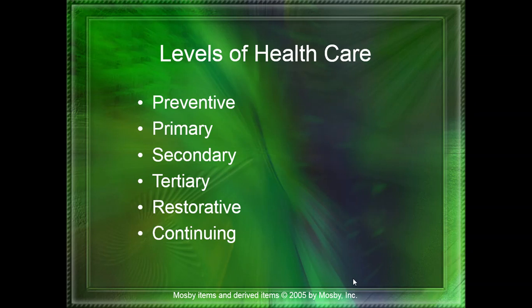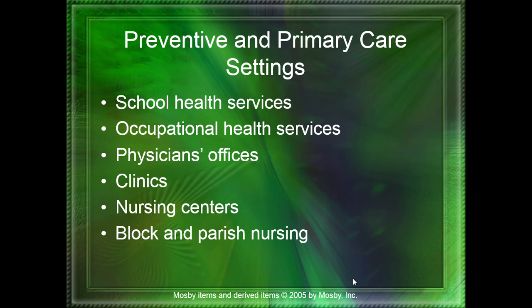Continuing care would be things like the nursing home, assisted livings, home health, or hospice. That would be continuing care. That would be care once the person goes home from that restorative care, or they move from like an LTAC to a nursing home for that continued care because they can't be at home anymore. So that tells you a little bit about the levels of care.